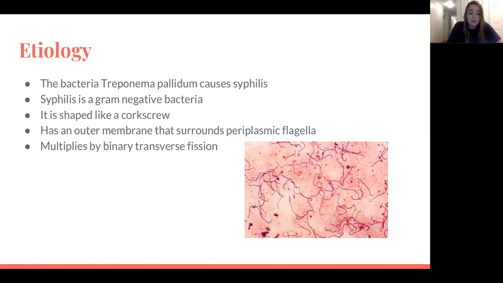We also know that this bacteria multiplies by binary fission. And this picture is a slide of what it looks like when we use a microscope. You can see the kind of corkscrew or spirochete shape and the fact that it is pink or red is gram-negative.